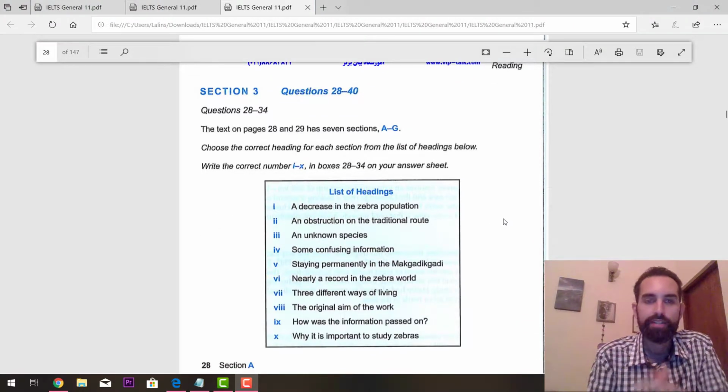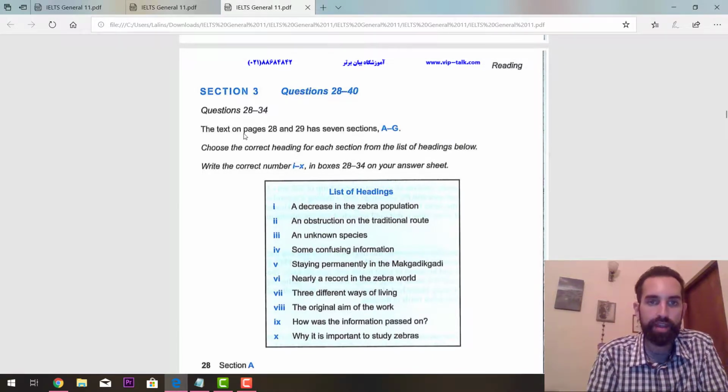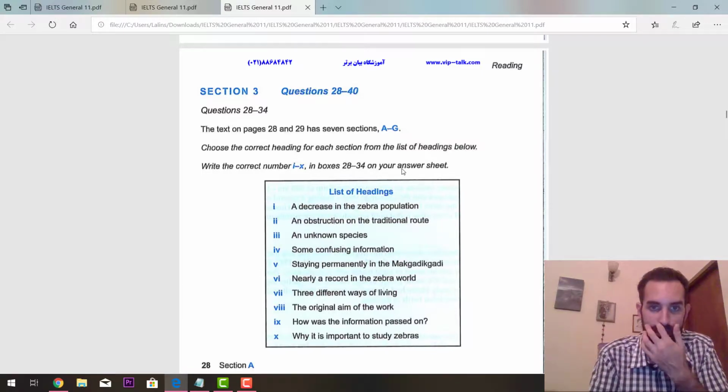Okay, so in section 3 we have questions 28 to 40, but the first part of section 3 is questions 28 to 34. I'm going to go through that first. The text on pages 28 and 29 has 7 sections, A to G. Choose the correct heading for each section from the list of headings below. Write the correct number I to X, that's Roman numerals, that means 1 to 10 in Roman numerals, in boxes 28 to 34 on your answer sheet.